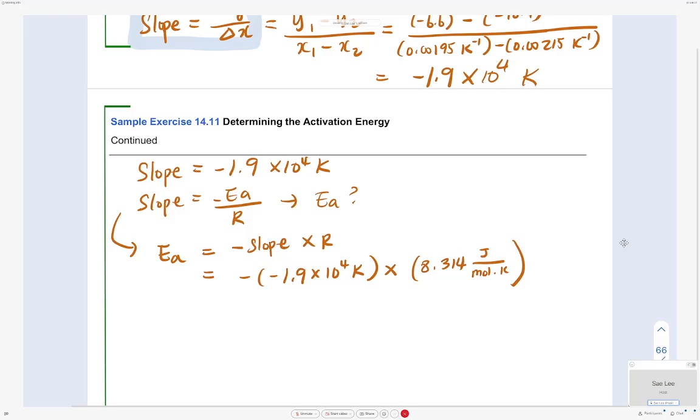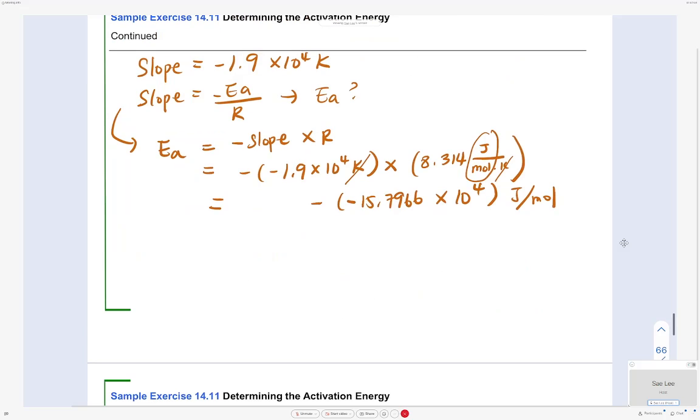Okay, so the Kelvin is going to cancel, and you're going to be left with negative. If you do the math, plug these values into the calculator, you get negative 15.7966 times 10 to the 4, and you're going to be left with joule per mole. Because you only have two significant figures here, you want to reduce this into two significant figures as well. So you will have 1.6 times 10 to the 5 joule per mole. This is going to be your answer.